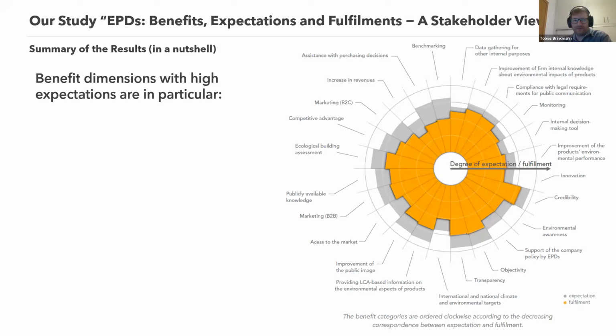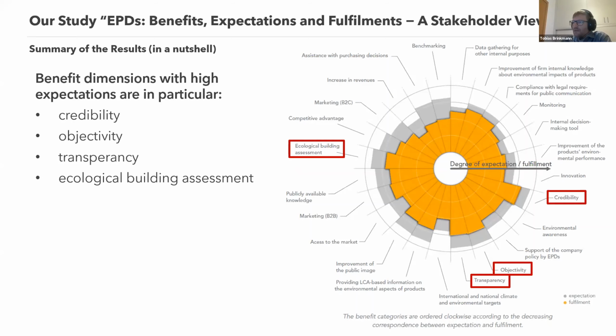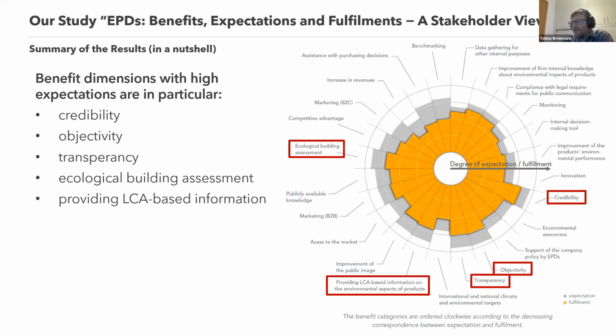So when we take a look at the expectations, in particular where the expectations were high, you see the credibility, the objectivity, the transparency, the ecological building assessment, and the providing of LCA-based information on environmental aspects of the product. And the improvement of the public image. These were the expectations which were quite high from the point of view of the stakeholders.